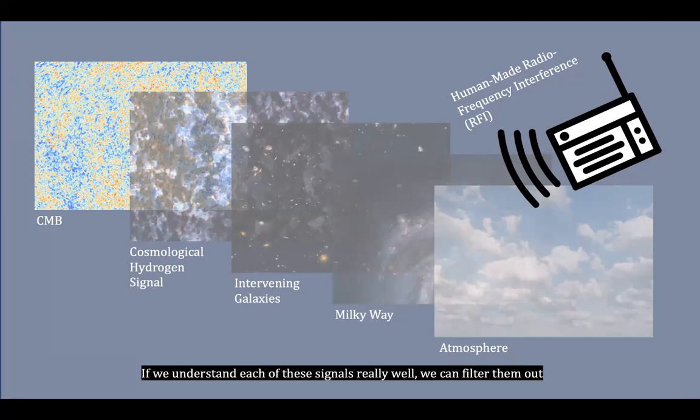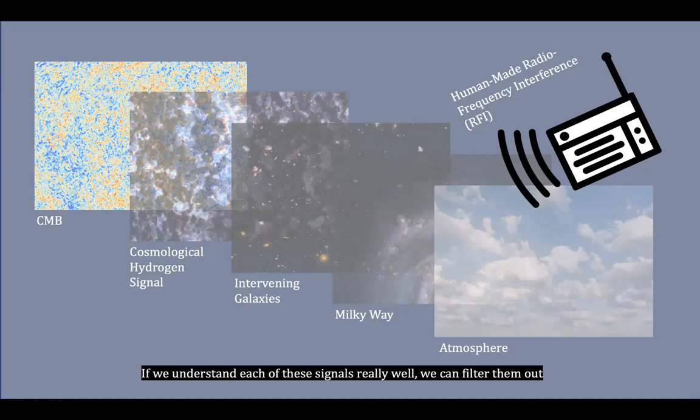So the key to doing this kind of science is we need to be able to filter out all of these other signals and focus just on what we want to see, which is that cosmological hydrogen, that hydrogen from very long ago. So in that search for this cosmological hydrogen signal, what we actually end up doing is learning a ton about all the other stuff, learning a lot about RFI.